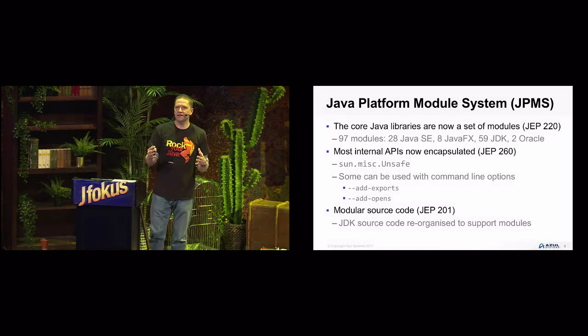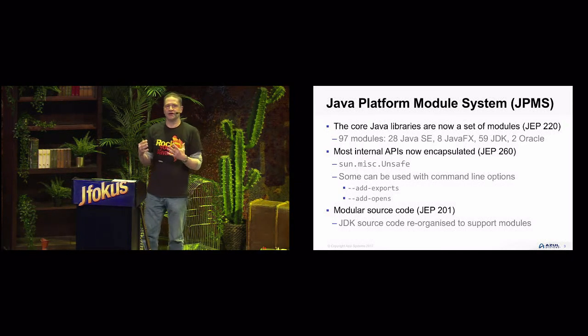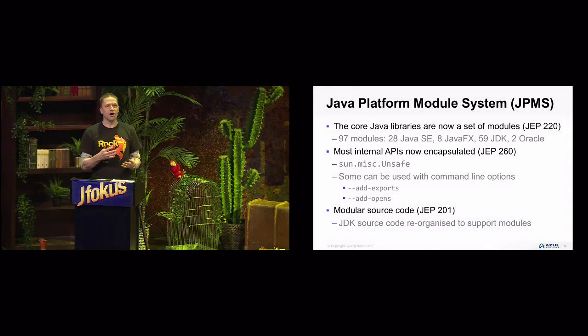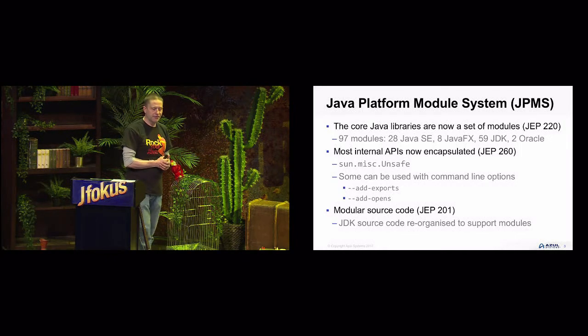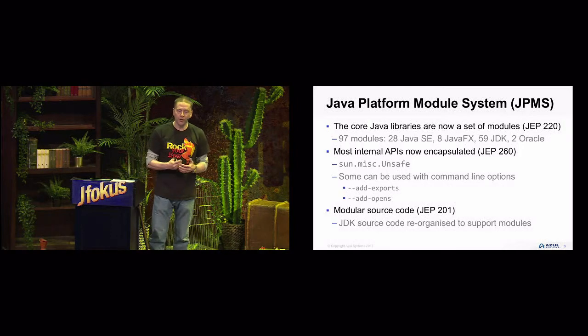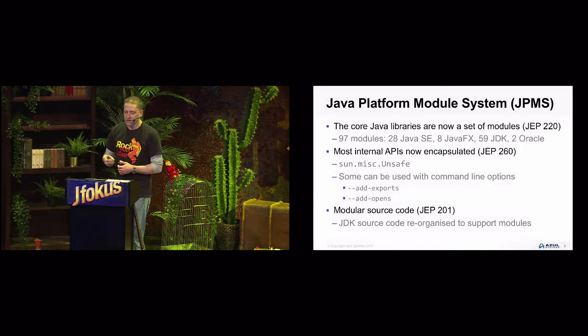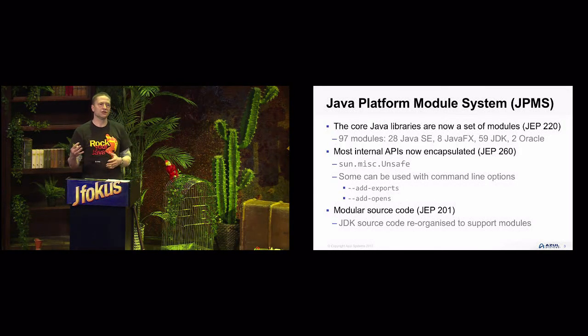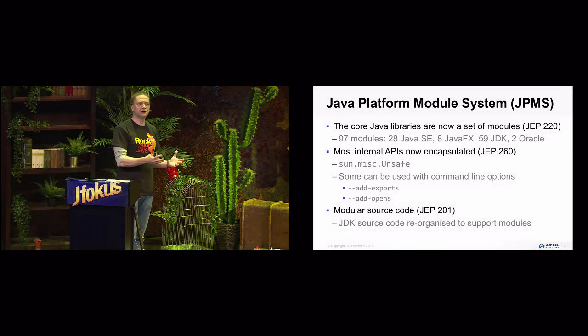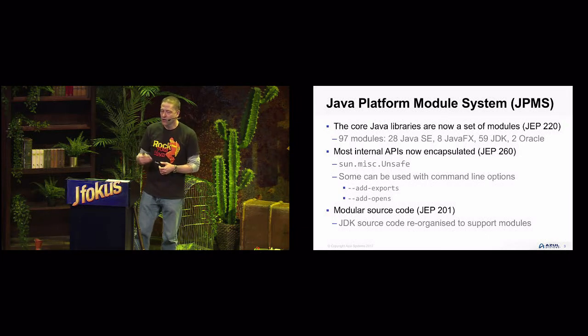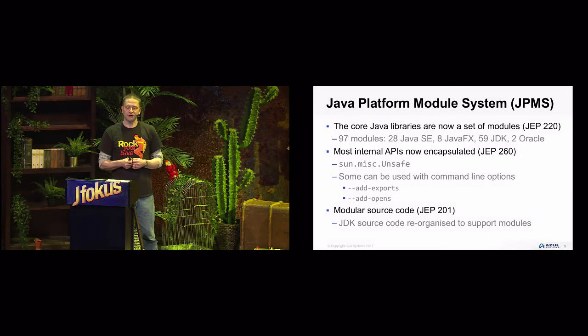So the first of those is the fact that now we don't have an rt.jar file. In JDK 8, rt.jar had about 4,500 classes in it, which made it really rather monolithic. In JDK 9, we now have 97 modules that make up the JDK. And those are sort of broken up into different groups. There are 28 of those which are part of the Java SE standard, the standard that's defined through the JSR 379. There's also some modules there that are for JavaFX.